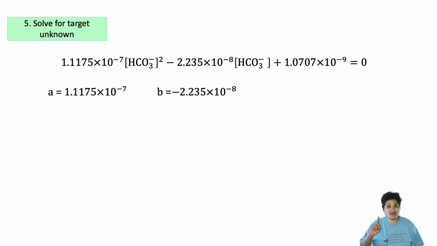Don't forget the negative. It is really important. C is 1.0707 times 10 to the minus 9th. By the way, try not to round these. I did that the first time I went through the math, and I ended up with a really tiny number that made no sense because those little tiny bits actually make a big difference.